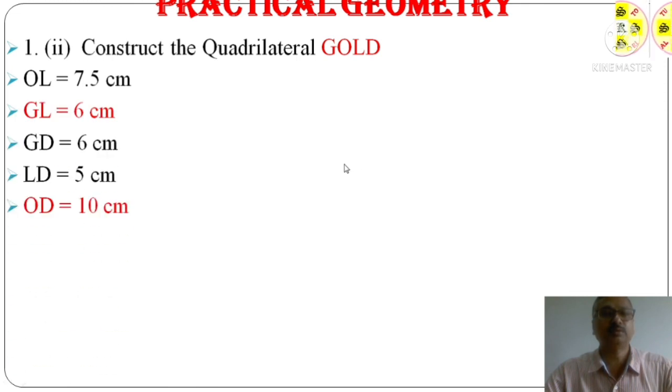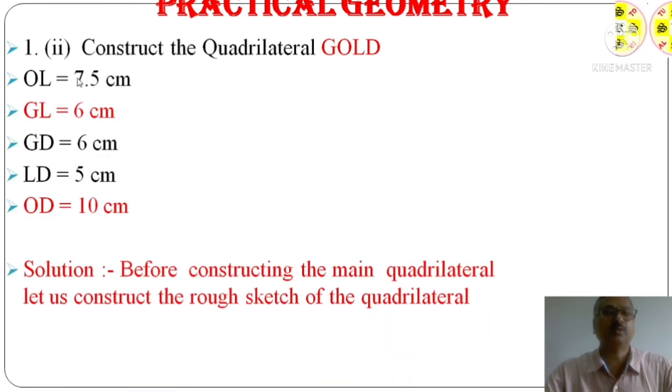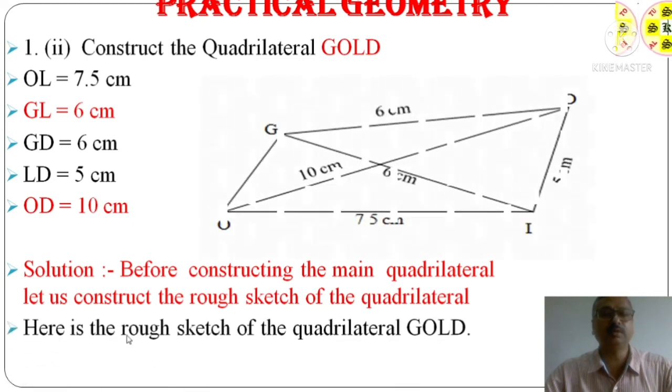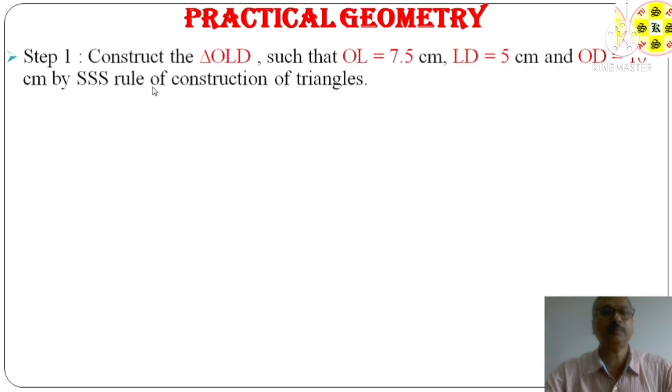Quadrilateral GOLD. Now these are the measurements given. These two, GL and OD, are diagonals, and OL, GD, LD are the 3 sides. So now this is the rough sketch, GOLD. Now GO is not given, at last we will join GO. So let us start the main construction.